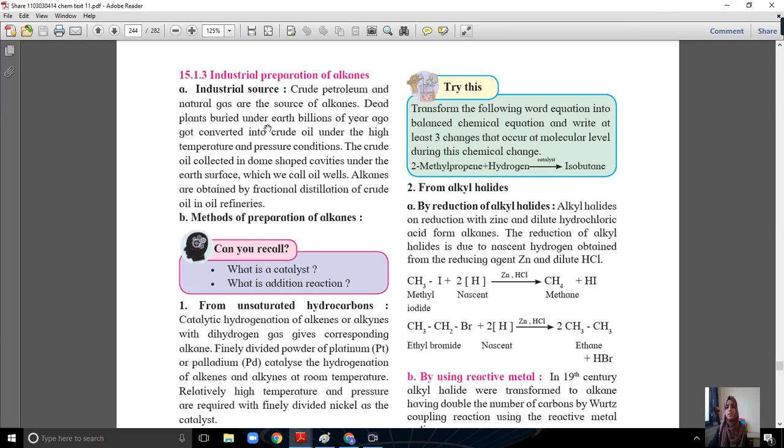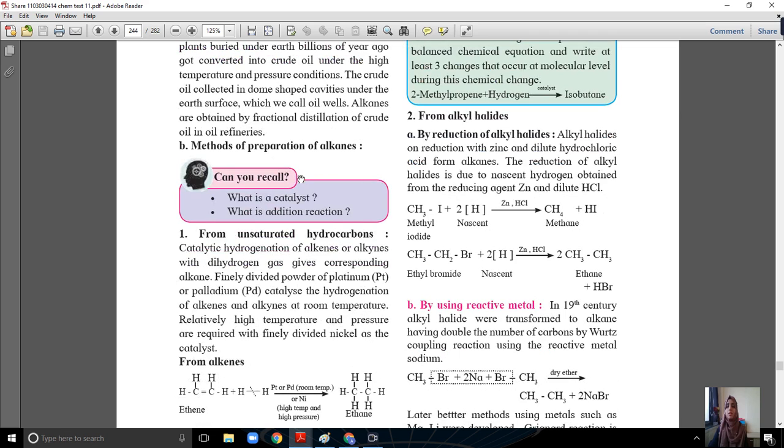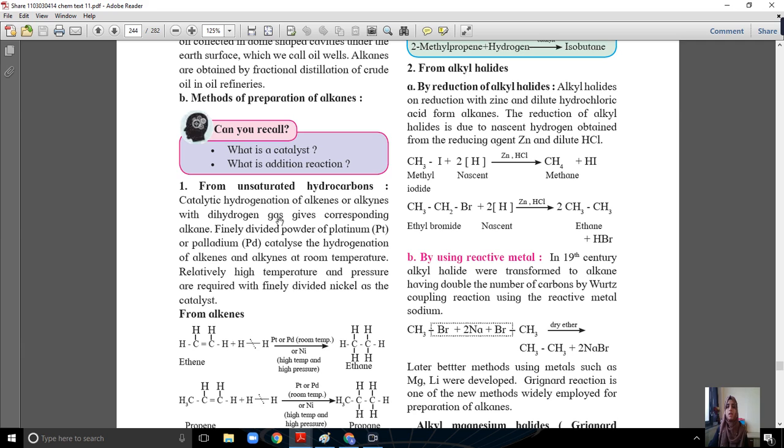Okay, the industrial part is not in your syllabus. So methods of preparation are done. The first one was the preparation of alkane from unsaturated hydrocarbon. Unsaturated hydrocarbons are alkenes and alkynes. This is the hydrogenation reaction. Dihydrogen is added here, and the double bond is converting into a single bond.